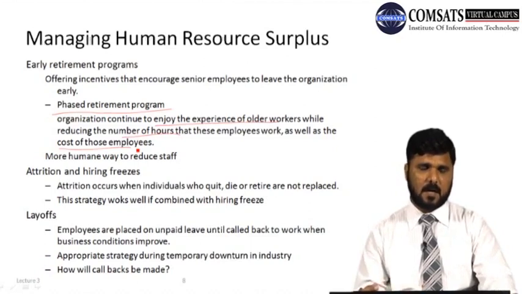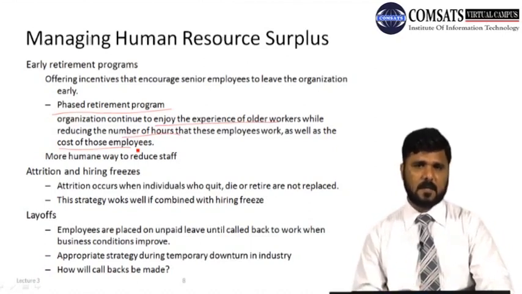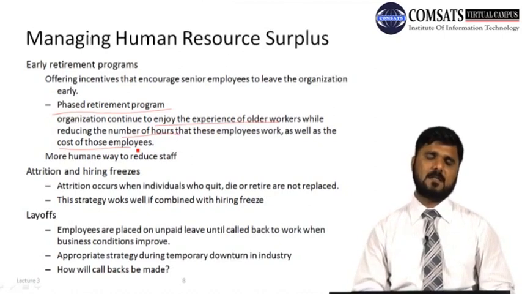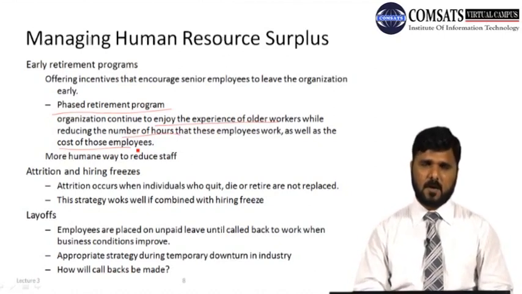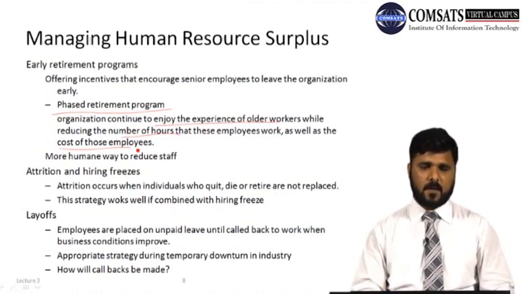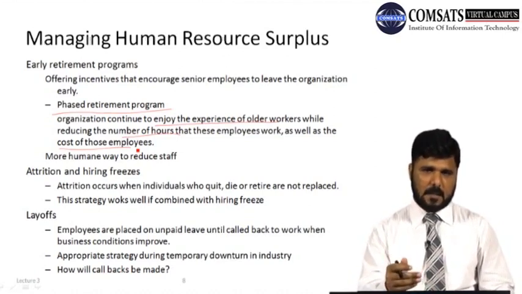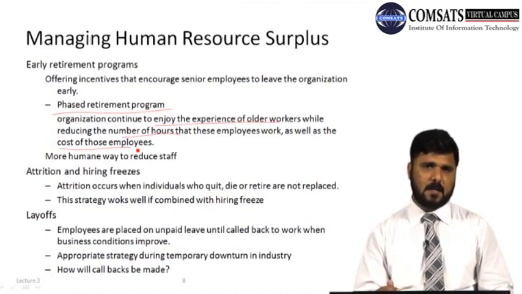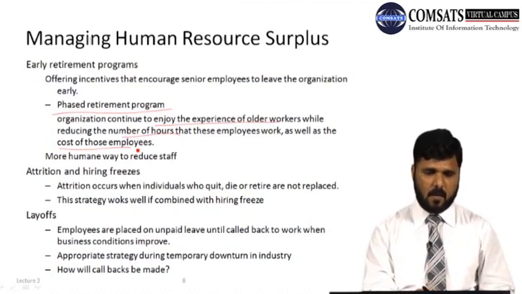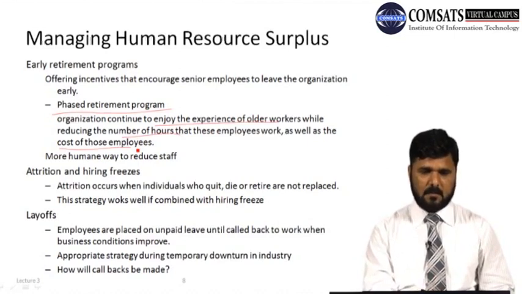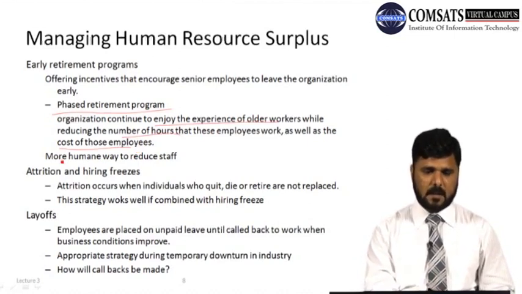What we said at the start is that all these strategies differ in terms of expenses, speed, and suffering to people. So with the early retirement program, the suffering to people is lesser as compared to the suffering caused by downsizing. Another option for dealing with the human resource surplus is attrition and hiring freeze.